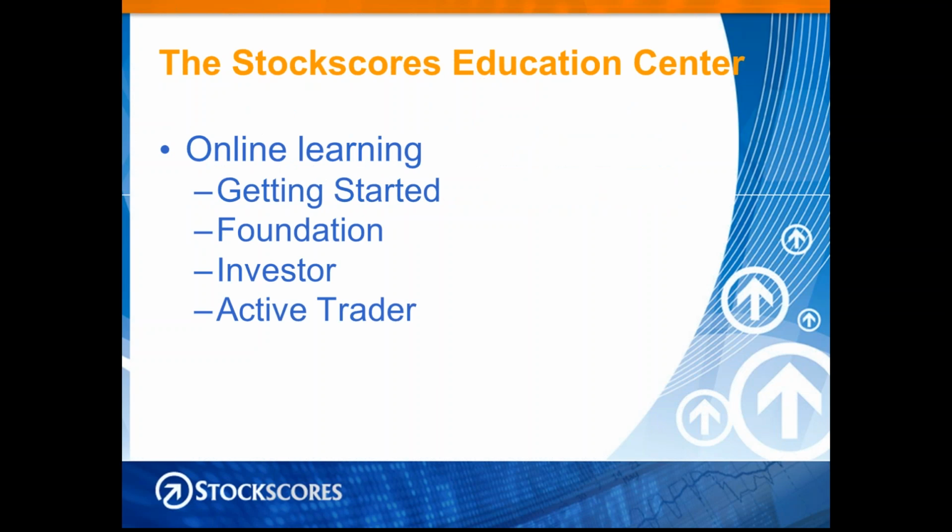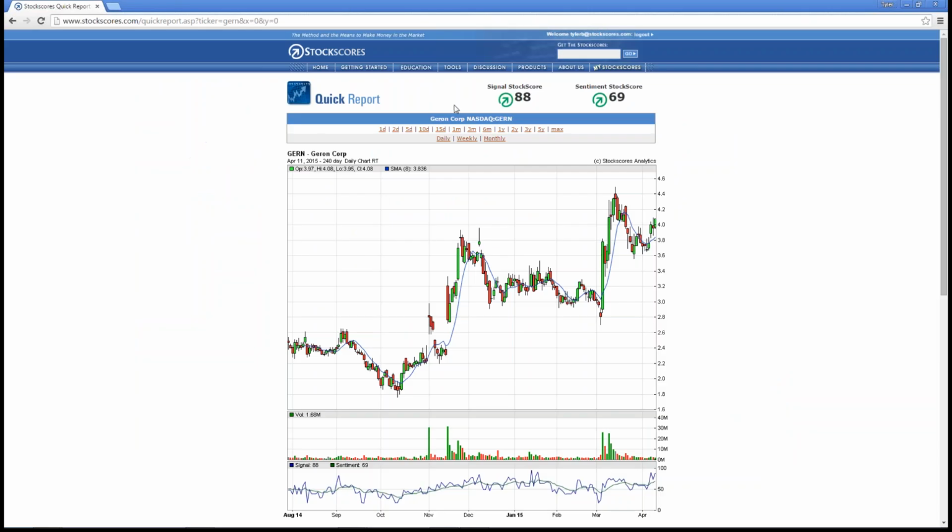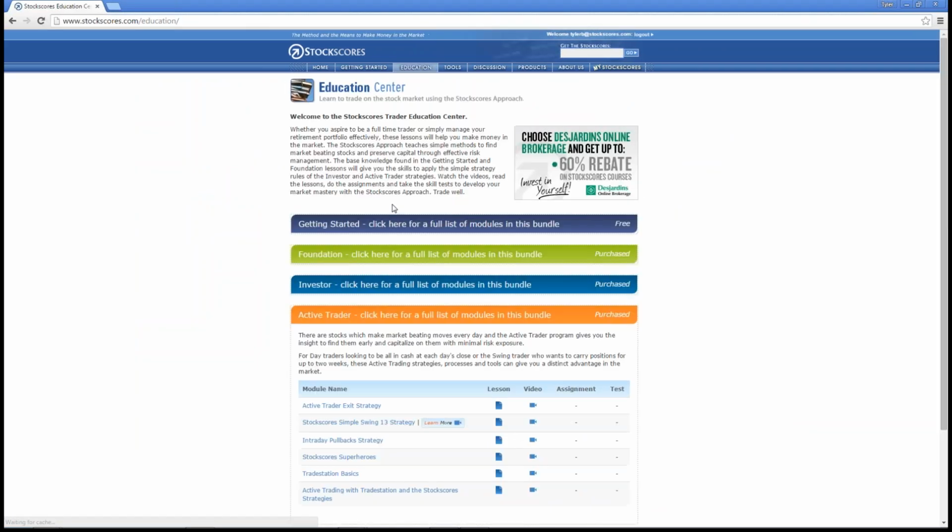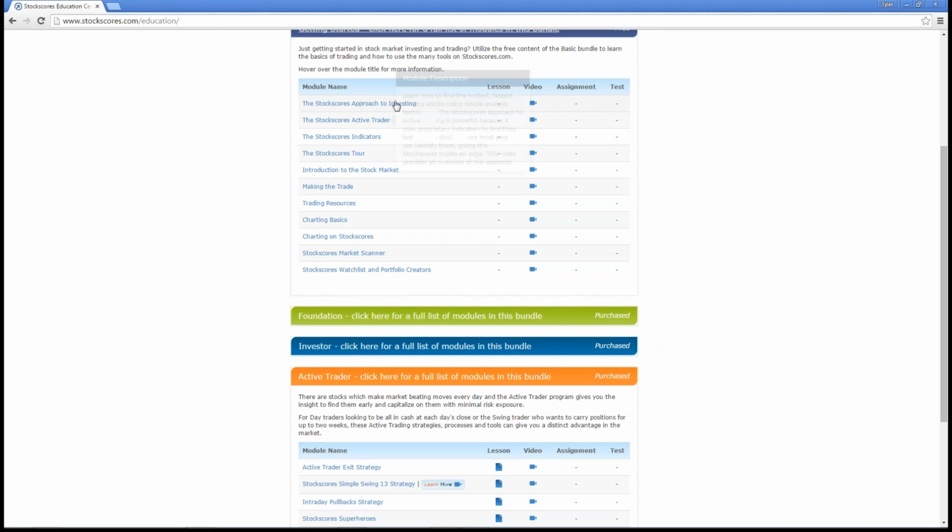So on the Stock Scores website, there's something called the Education Center. It has 4 functional areas. The Getting Started area, which is basic lessons about the market. So I'll just jump over to Stock Scores now and show you that. If I go into Education and click on Getting Started, there are about 10 or so lessons that talk about different concepts that I think are basic concepts. So if you want to learn the basics of charting, there's a video that explains that. If you want to learn how the Stock Scores indicators work, there's a video that explains that.